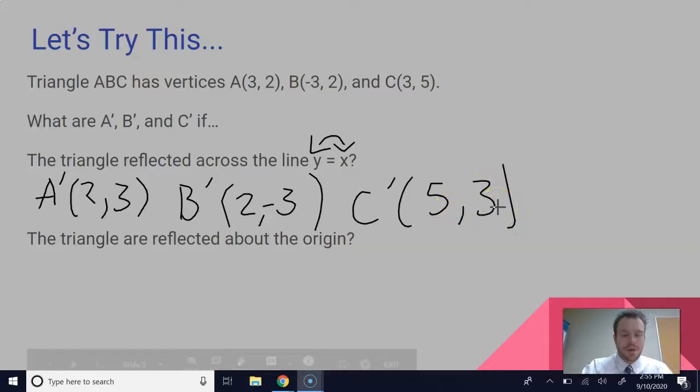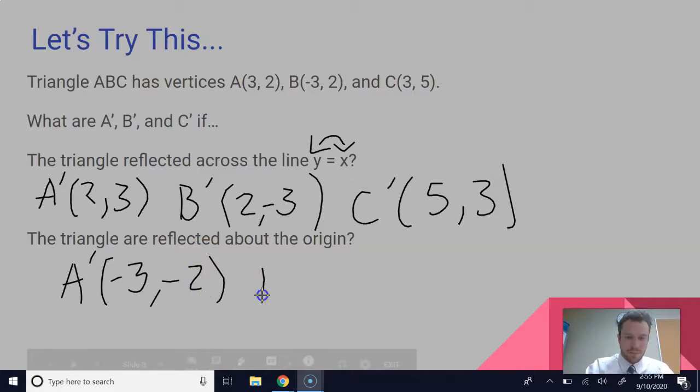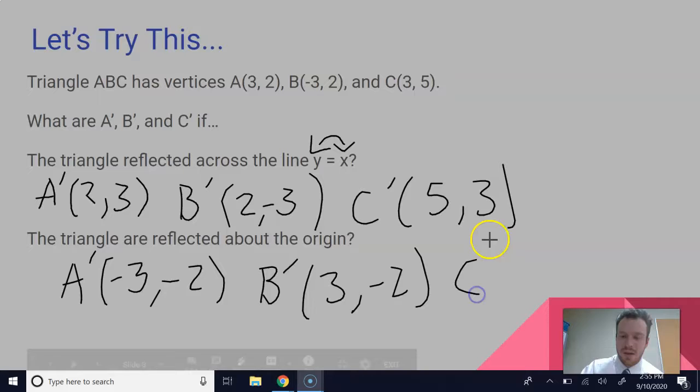So when the triangle is reflected about the origin, remember both of them are going to become opposite. Both the x and y values will become opposite. So A prime is going to be (-3, -2), so they both become opposite. B prime becomes (3, -2). They both change signs, right? And then C prime, (-3, -5).